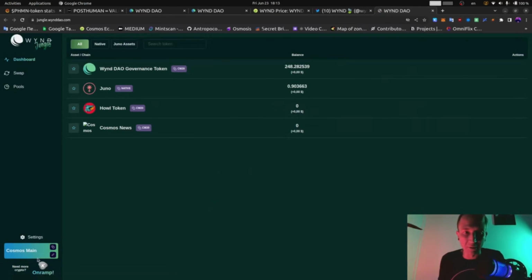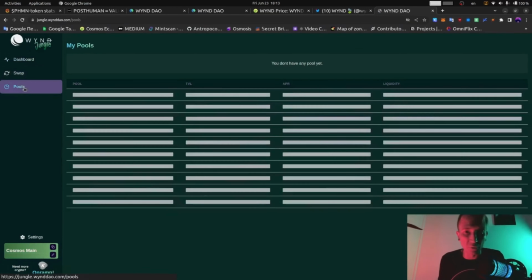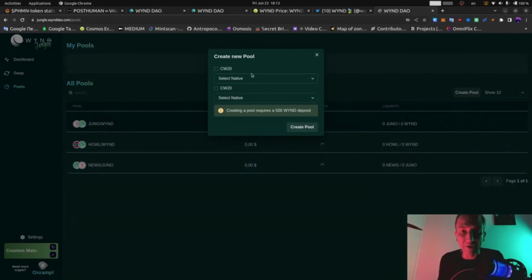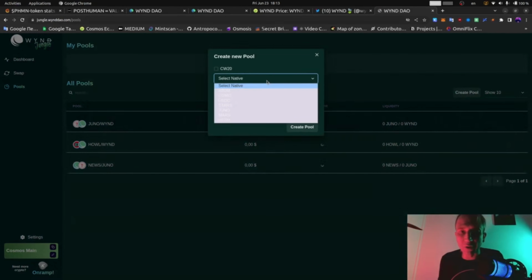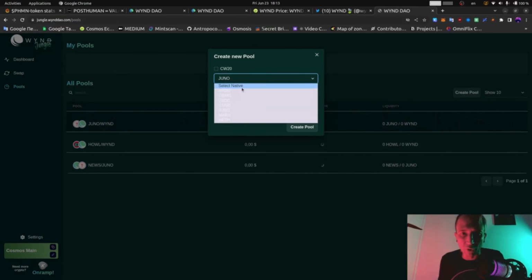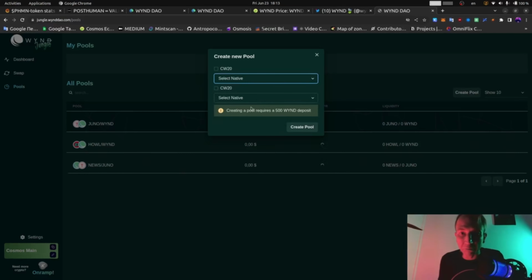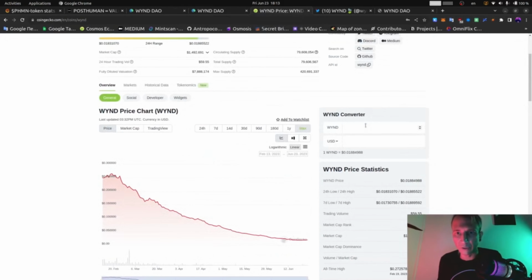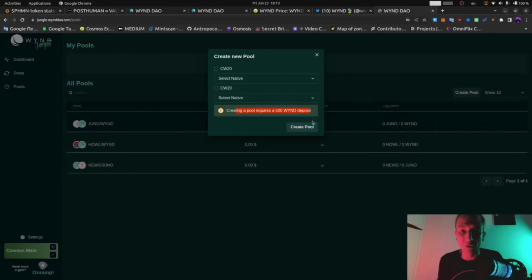We go to the Wynd Jungle. We can see that it's connected directly to Keplr, and we can go to the pools and click on create pool, and we can choose every CW20 token. We can choose Atom, Juno, or any native token, and creating a pool requires just a 500 Wynd deposit. What is a 500 Wynd deposit? For now 500 is about $9 to create your own liquidity pool.